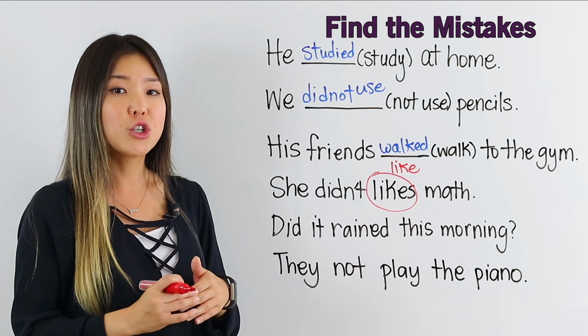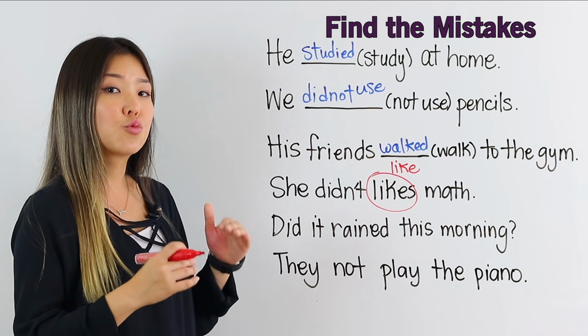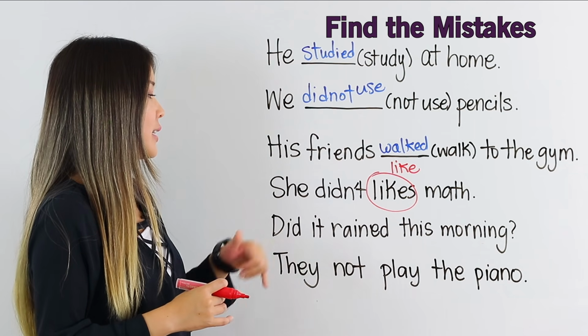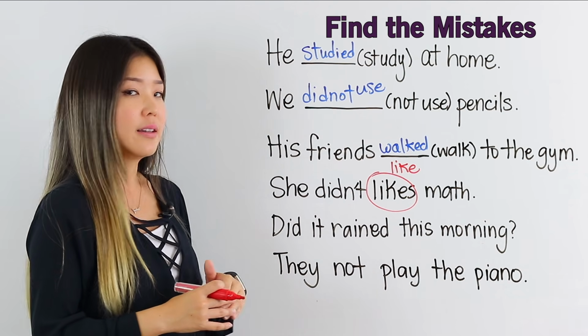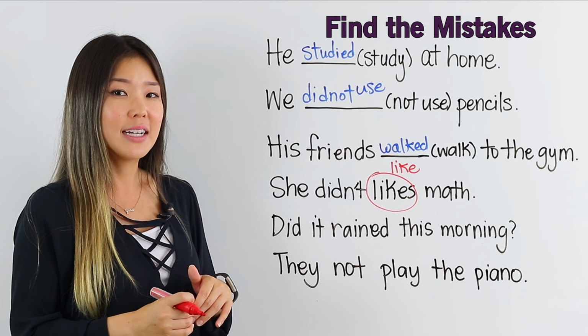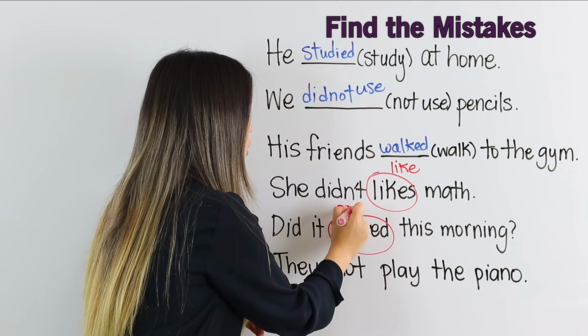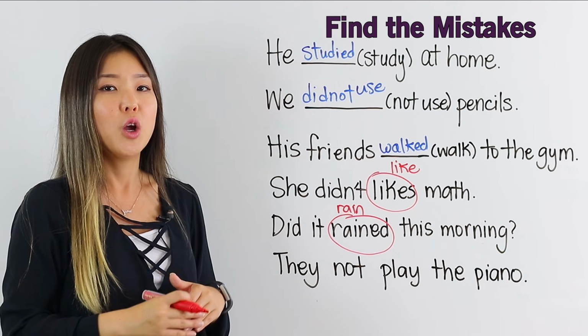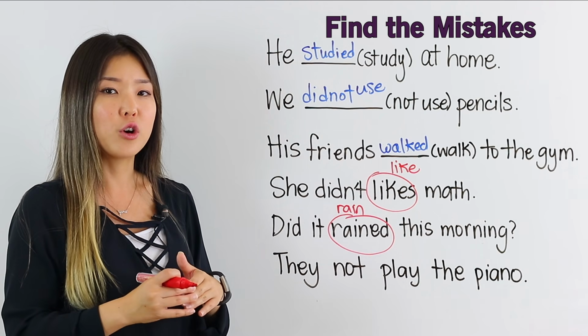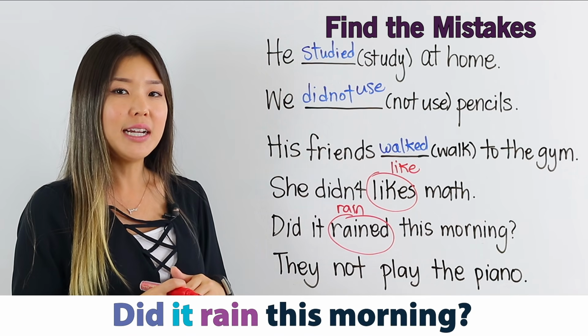Now this is a question. In a question, it's right to start the sentence with did. Did it rain? Do you notice the mistake? Remember, we do not use the past tense form in the question. We use the base form of the verb. Did it rain this morning?